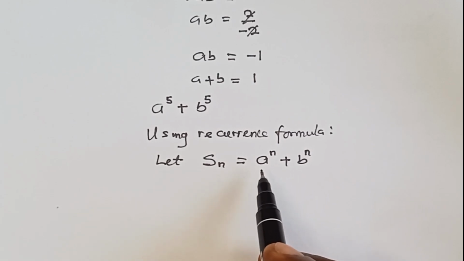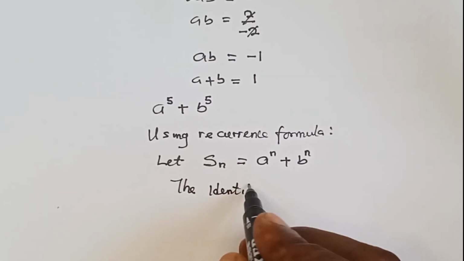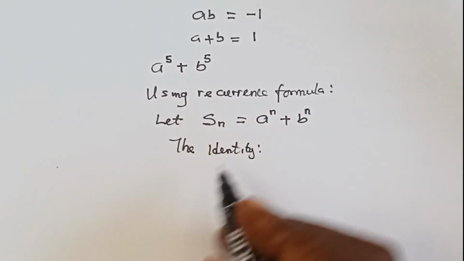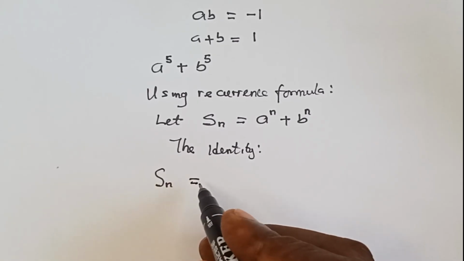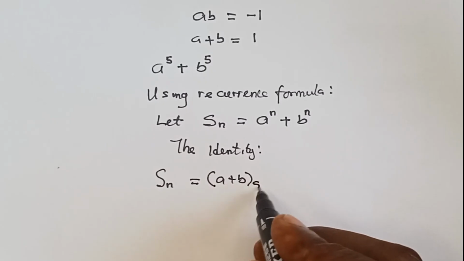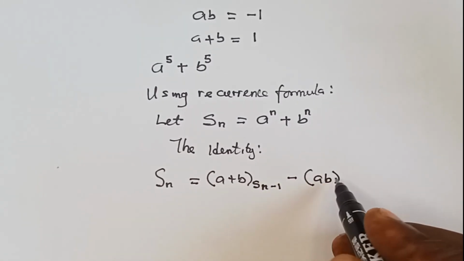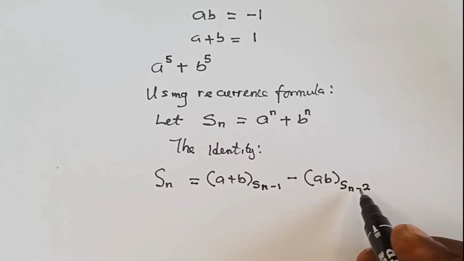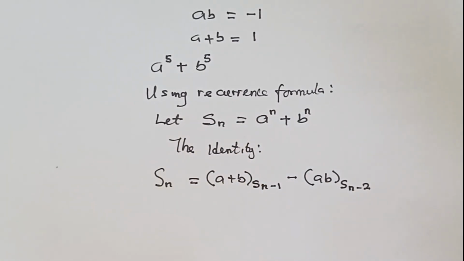And then we can also derive the identity. So the identity is going to give us, we have this as the identity, the sum of the nth power of the roots is equal to (a plus b) Sn minus 1 minus ab Sn minus 2. Okay, so that's the formula when we use the recurrence formula.